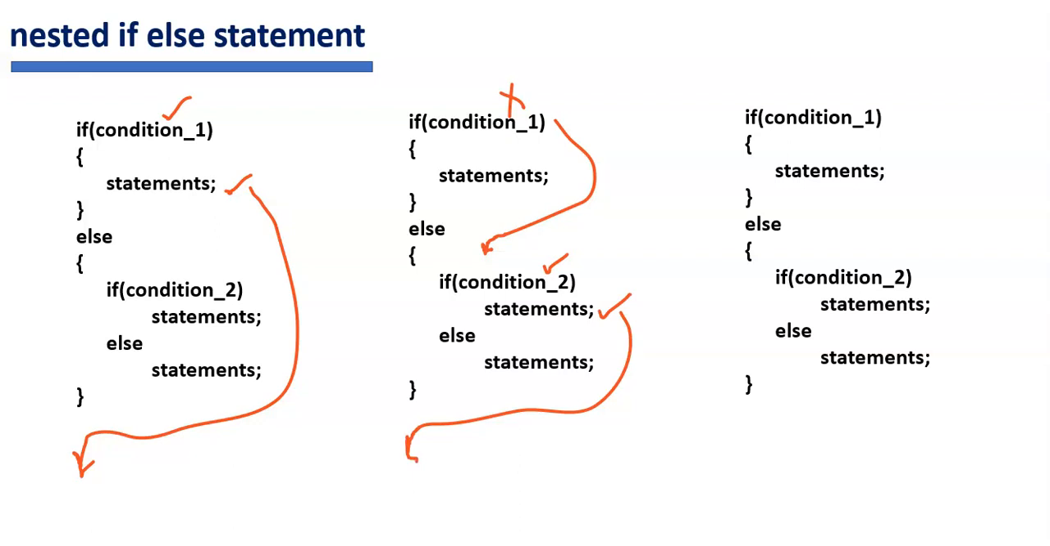Now the third scenario. If the initial condition is false, then control comes to the else block, and here also if condition 2 is false, then the control enters into the inner else block. Now all the statements in the inner else block are executed and the control comes out of the nested if else statement and executes the remaining statements. In this fashion, the statements are executed in this nested if else syntax.